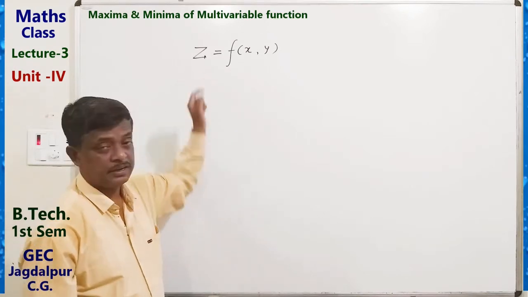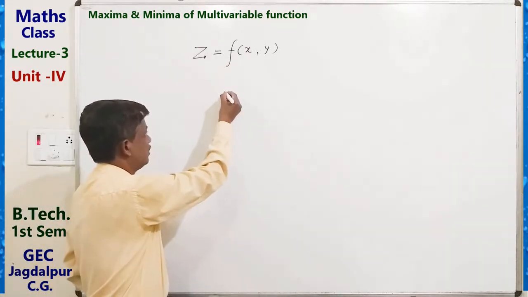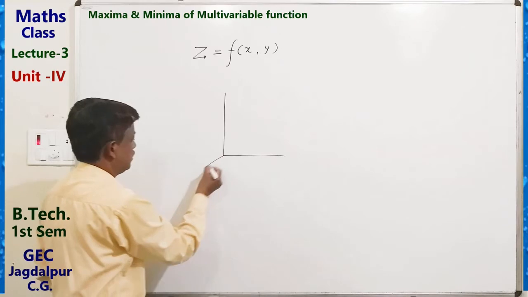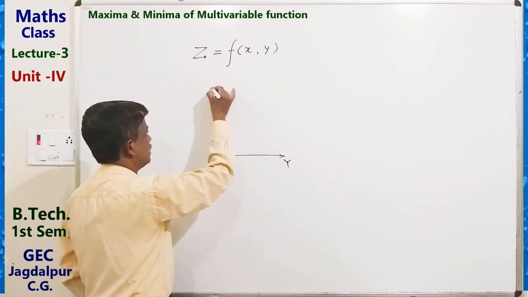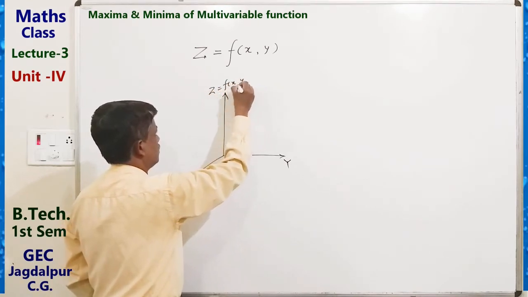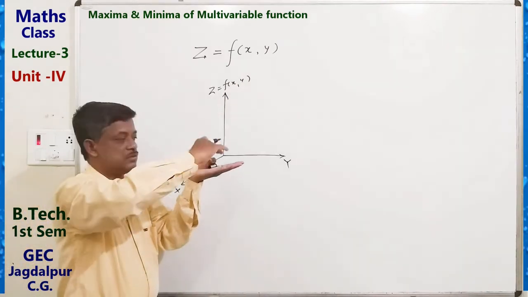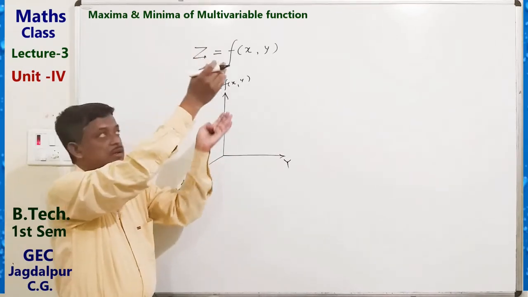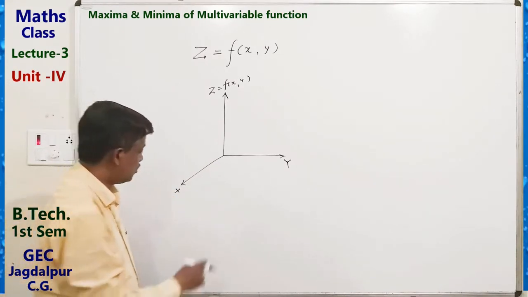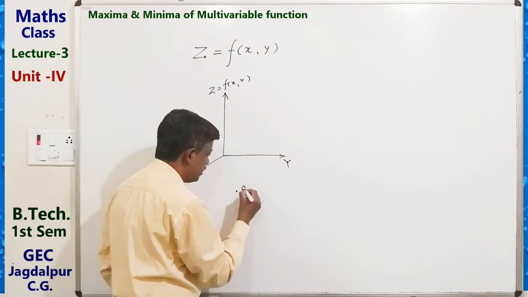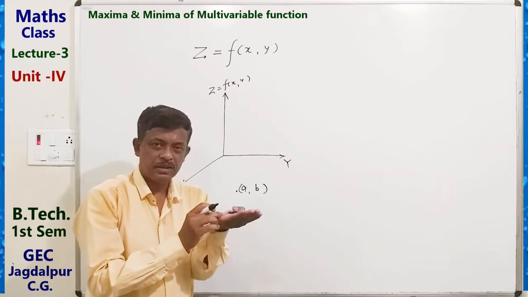So z gives the value of the function. We denote it like this: this is the x-axis, this is the y-axis, this is the z-axis, where z equals f(x, y). That is our point in the xy plane, and on the surface the value of z is in this direction. We will try to find the maximum value and minimum value of the function f(x, y). Suppose in the xy plane there is a point (a, b) in the domain of this function.